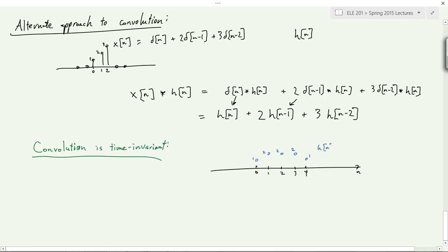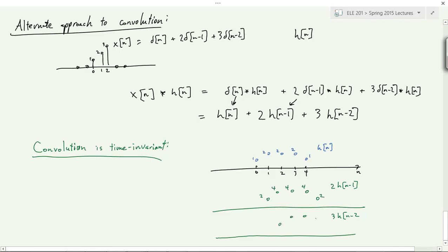Then we'll get the same type of thing for h of n minus 1. Well, 2h of n minus 1 will be 2, 4, 4, 4, 2. All right, so that's 2h of n minus 1. And similarly, 3h of n minus 2 will be 3, 6, 6, 6, 3. Okay? And then we just add these three things up.